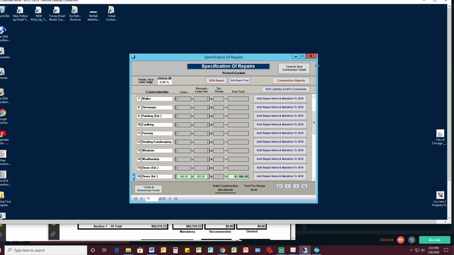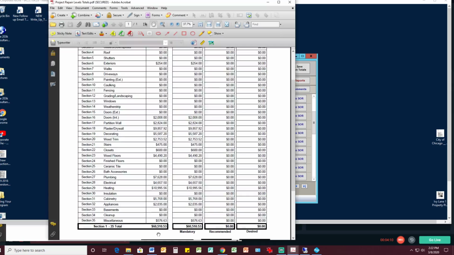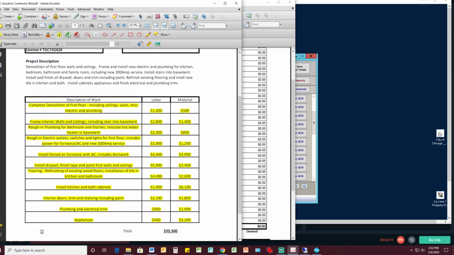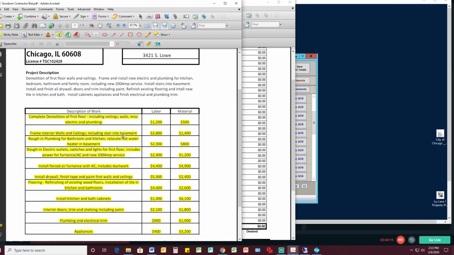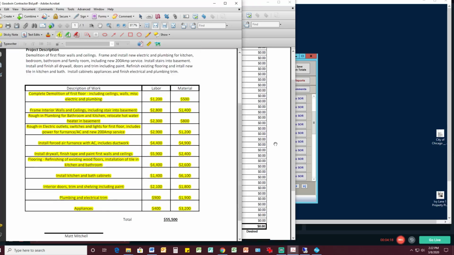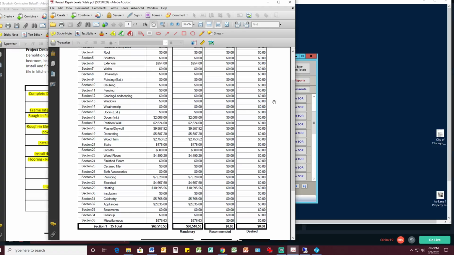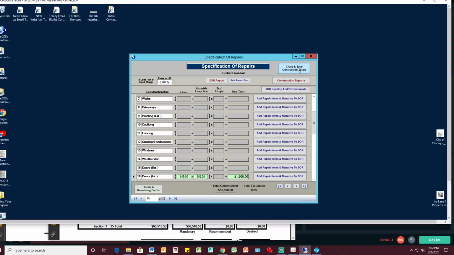So the bottom line is, there it is, $55,500. It was originally 60. He's at 55. And the onus and the responsibility will be on him because it is not my job to do that. So that's what we got, and see you next time.